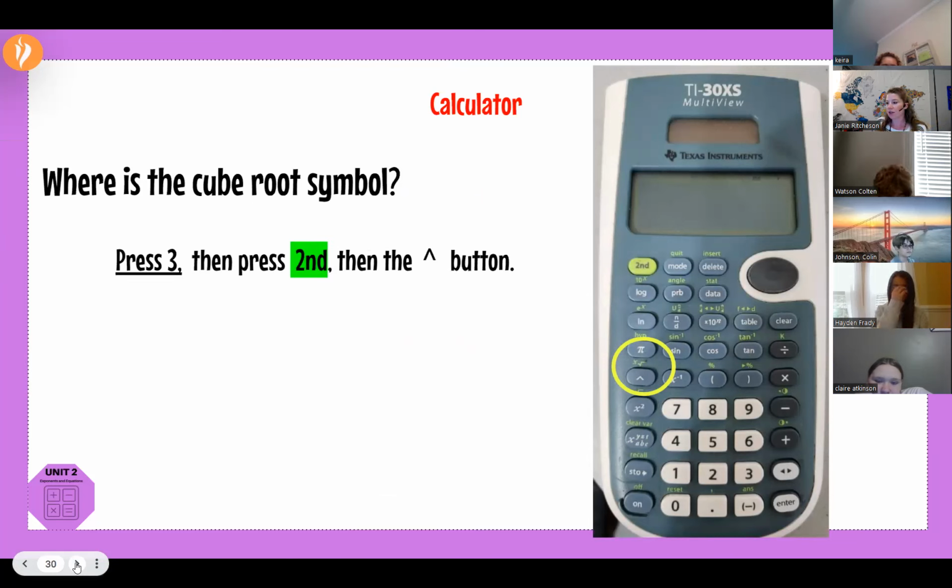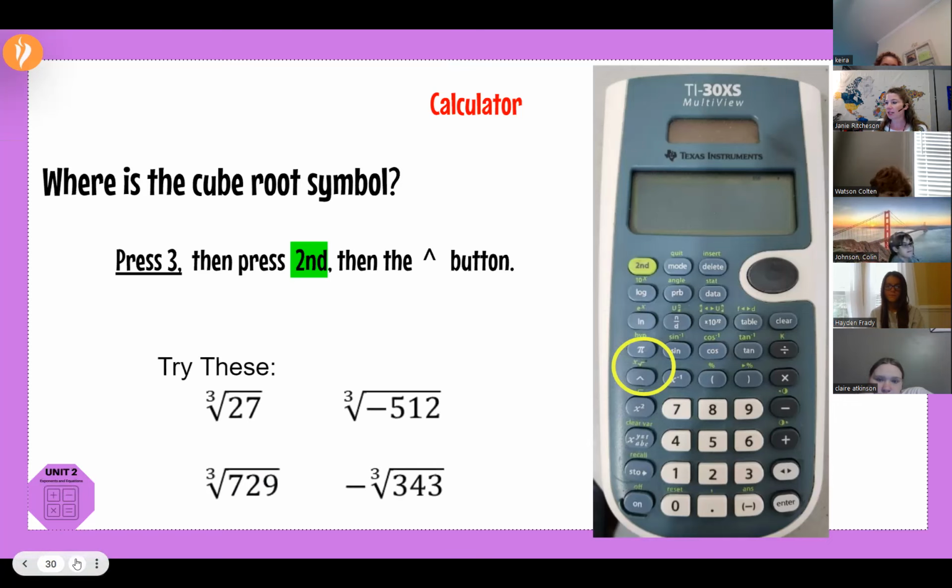So everybody try this on your calculator. Press 3 first, then press the second button, and then the caret button. And when you do that, the 3 should turn very little, and it looks like it's right in front of the radical. And so I want you guys to put these in your calculator and make sure you agree. The cube root of 27, tell me what you get. Yep. Kira said it's 3. You're right. All right, now let's clear it out.